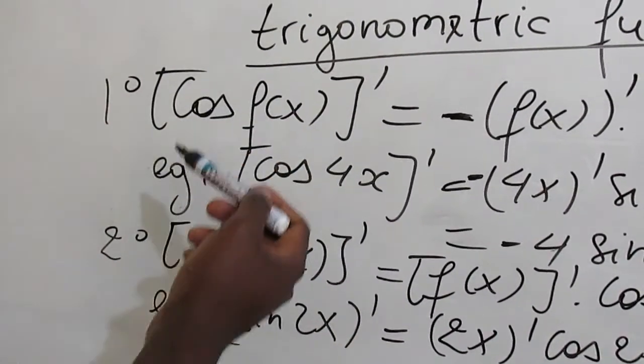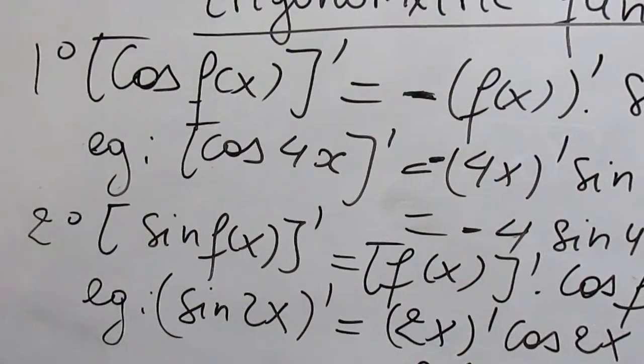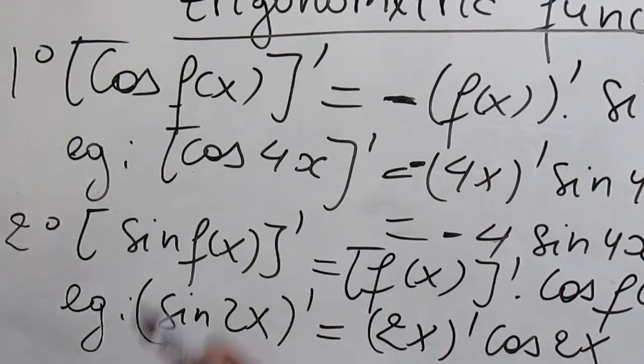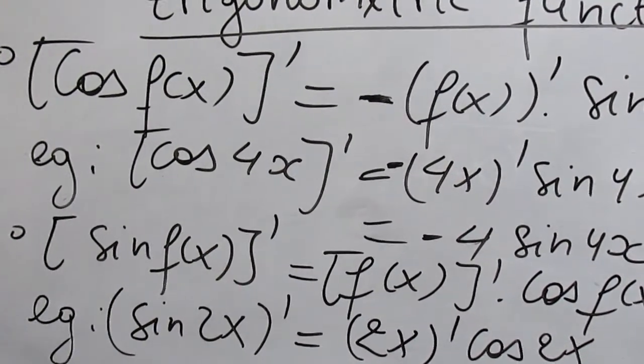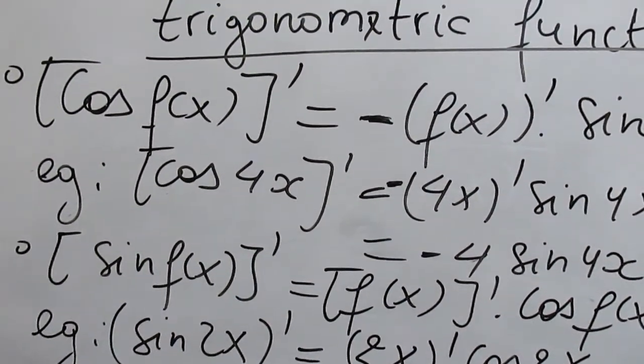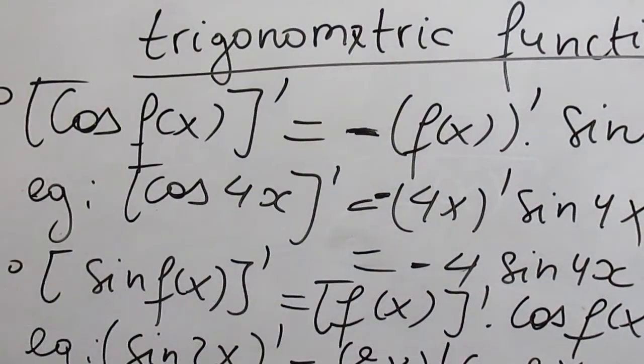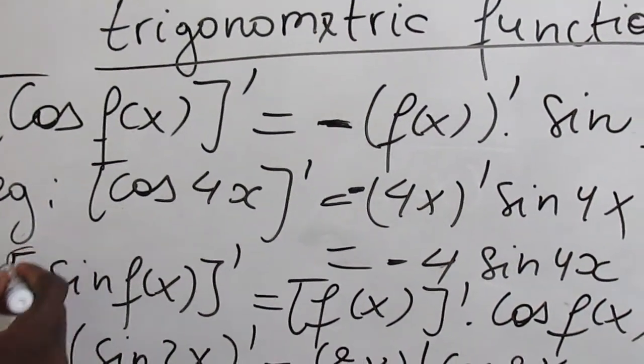So guys, from these two trigonometric functions, cos and sine, you can find any other derivative of a trigonometric function, because we have tangent, cotangent, cosecant, and all that, you know. So this is all.